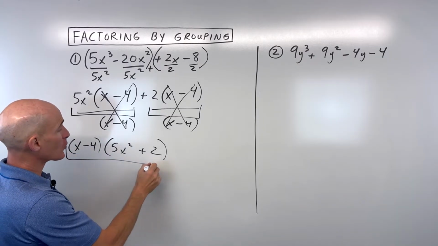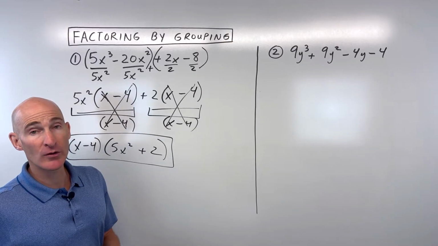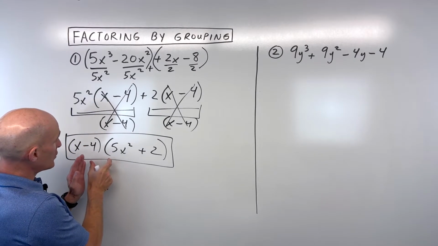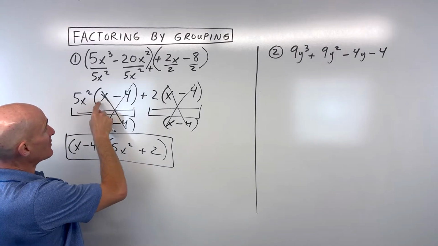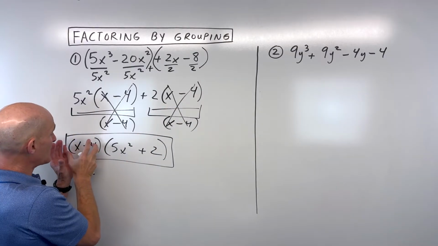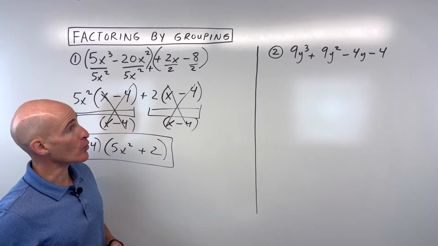Now if you want to check your work, you can FOIL this out. You're going to get back the original polynomial that we started with that had 4 terms. You can also see if you take this x minus 4 and distribute it to 5x squared, that gives you back this group. x minus 4 times a positive 2 gives you back this group. Kind of treating this as a chunk, distributing the whole thing, just as a way of checking your work.